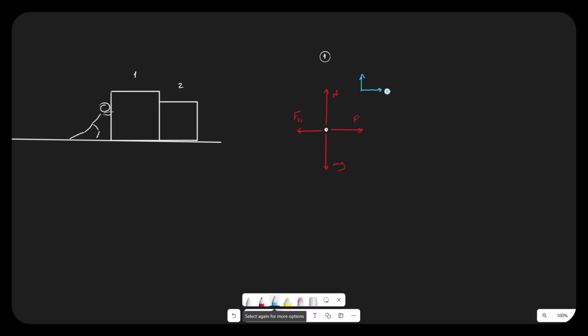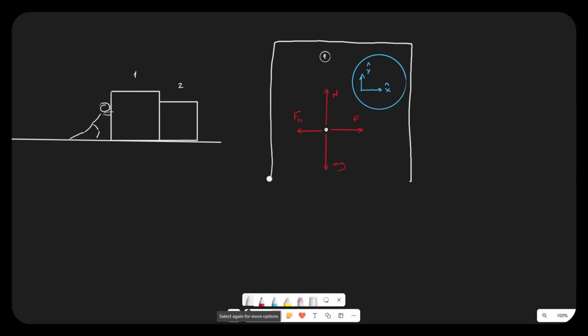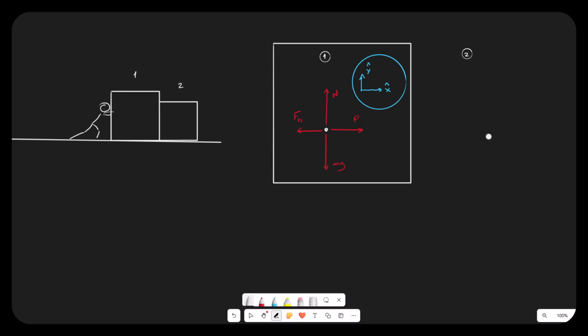The box is going to move horizontally, so it makes sense for that to be my x-axis. Y is perpendicular to it. That's my free body diagram for block 1. Block 2, I've got my dot. I've got mg going downward. It's sitting on the ground, so I've got a normal force going upward.